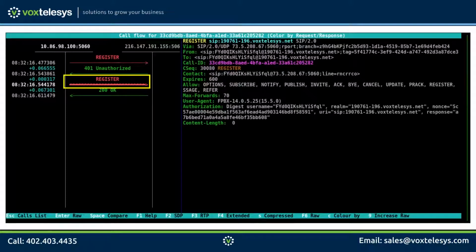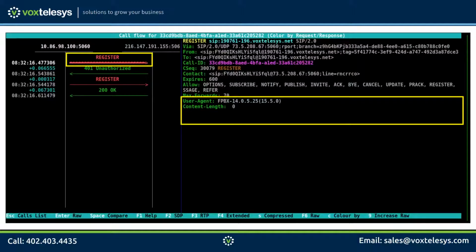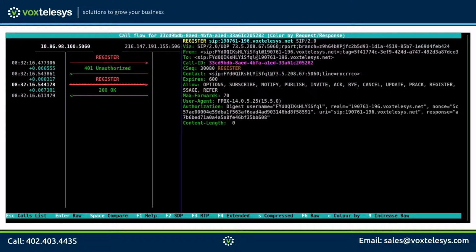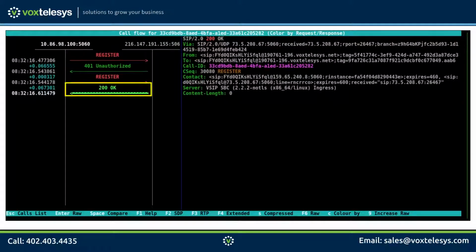The reason why the register packet was sent twice was because the initial register packet did not contain valid trunk credentials. The trunk provider will always decline the first registration attempt. After the trunk provider rejects the first register packet, the PBX then sends another register packet with proper credentials. The trunk provider then sends a 200 OK packet, letting the PBX know that its registration is still valid.